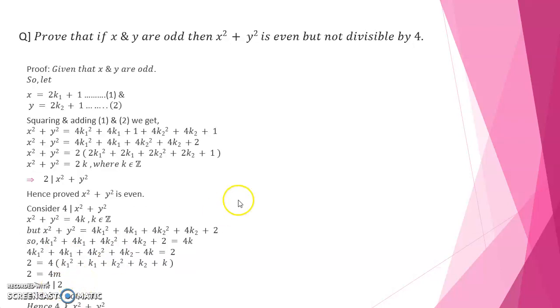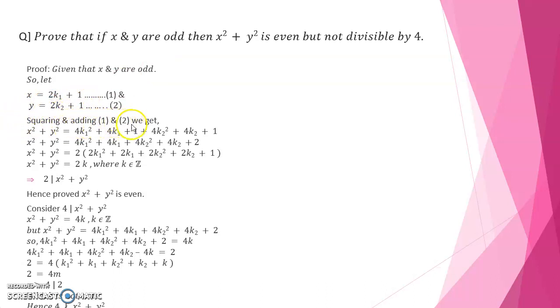Similarly, I have considered another very important question, that is to prove that if x and y are odd, then x square plus y square is even, but it is not divisible by 4. So the proof goes, given that x and y are odd, we take x equal to 2k1 plus 1 and y equal to 2k2 plus 1.